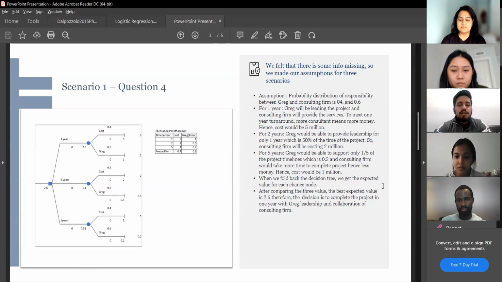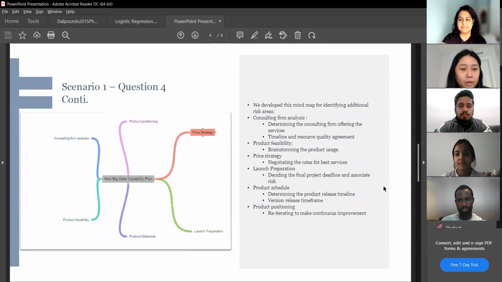So representing each scenario as a node over the decision tree, the comparison states that the best expected value is 2.6, where completing the project in 1 year is most favorable, while the 5 year project timeline is least favorable. So I would like my other team members to continue over.